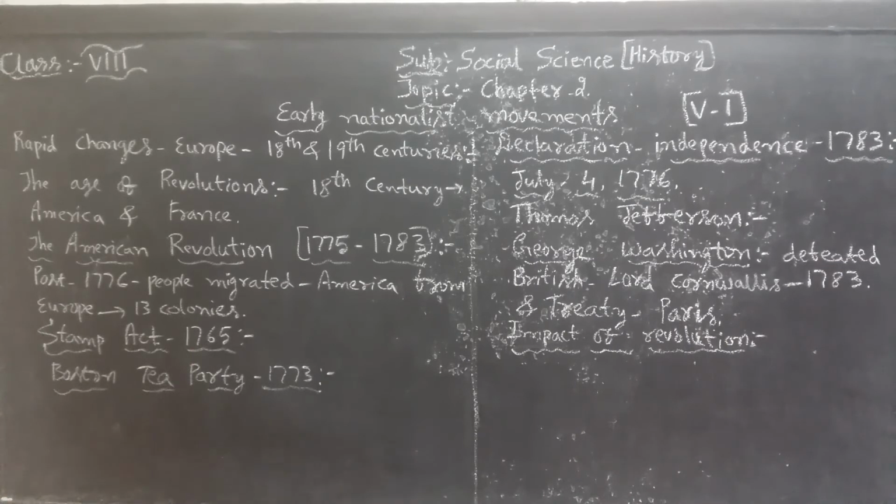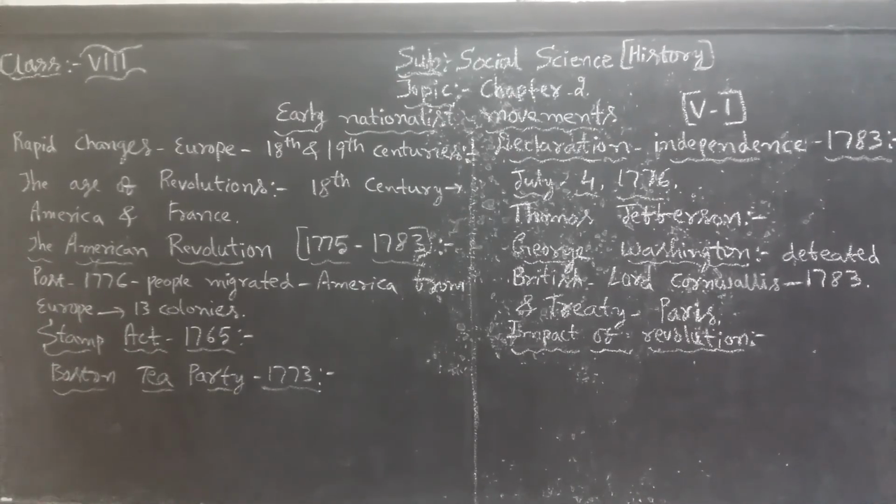Last point is the impact of the revolution. Impact of the American Revolution. Here we can see two main impacts. Number one, the colonial British rule ended as a result of the American War of Independence. Number two, George Washington became the first president of the new country America. It means George Washington was the first president to be elected under the new constitution. These were the two impacts or effects of the American Revolution.